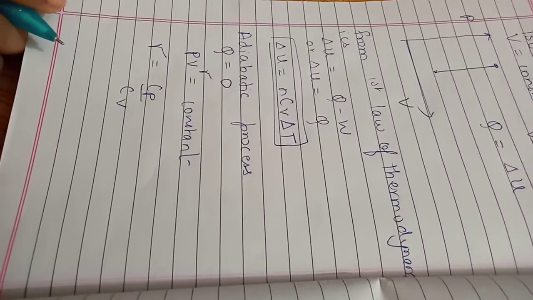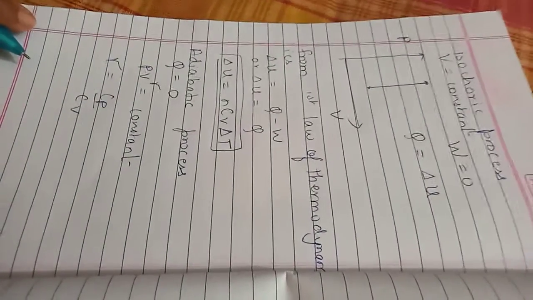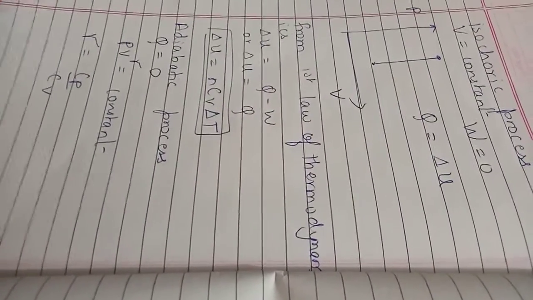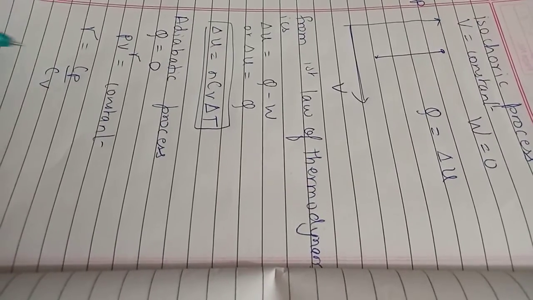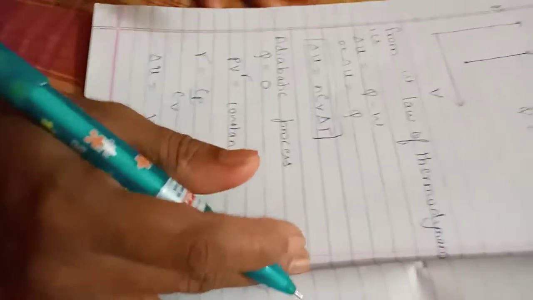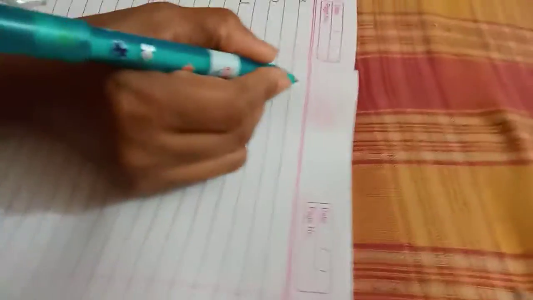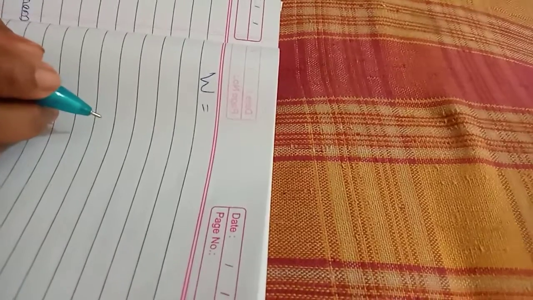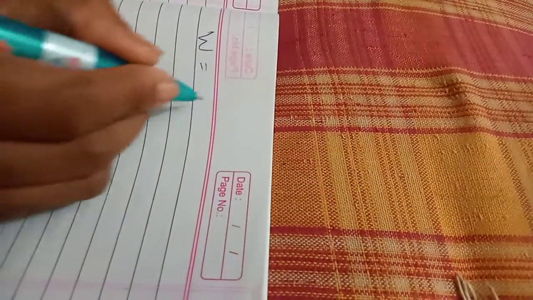One thing. Second thing is that as no heat energy is allowed to exchange between the system and the surroundings, Q is equal to 0. Hence, delta U is equal to W. Delta U is equal to W means what? Now, what is the work done here? Because work is done on the system without the exchange of heat energy between the system and the surroundings.